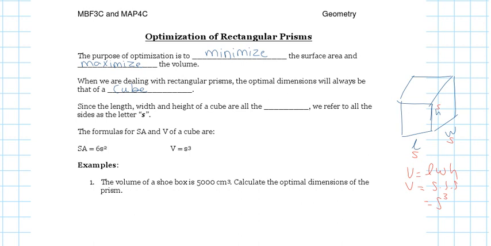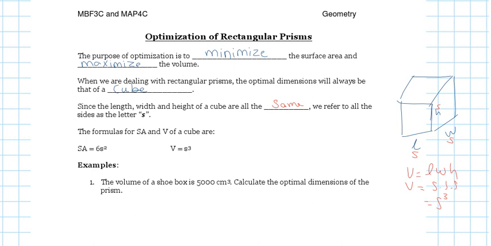Okay? So, since the length, width, and height of a cube are all the same, we refer to all the sides as the letter S, and then the formulas become surface area is 6S squared, and the volume is S cubed. Now, when you're optimizing a rectangular prism, you want to use these formulas. You want to use the 6S squared and the S cubed for the volume. All right? Now let's see, when do I use these?